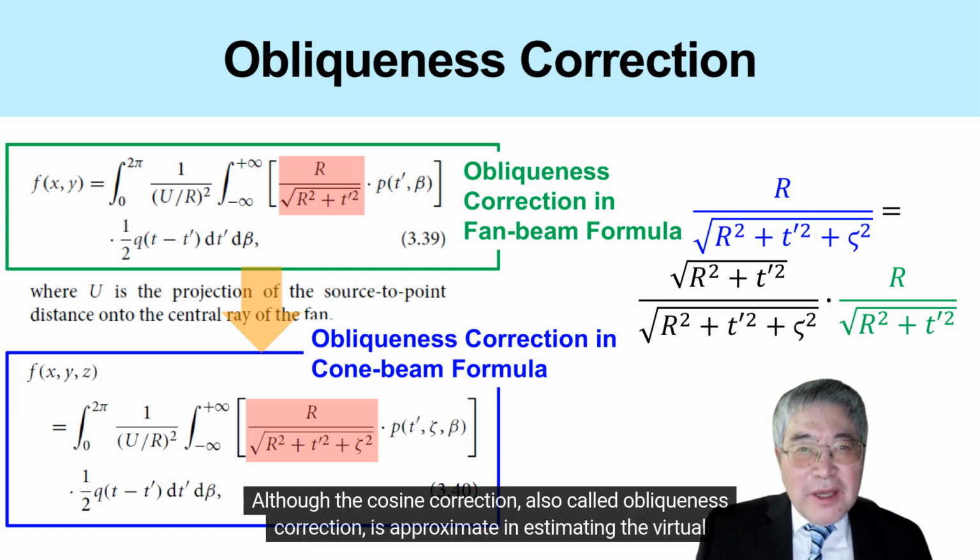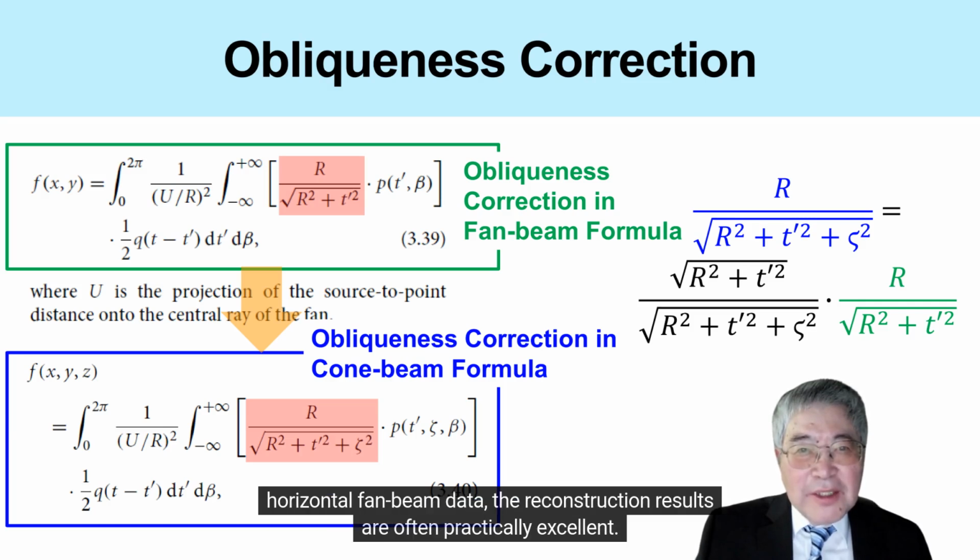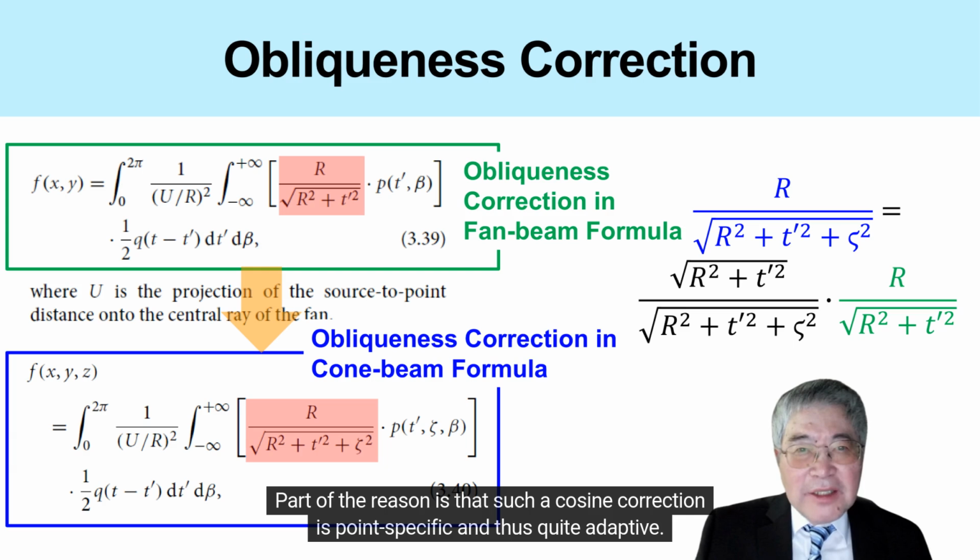Although the cosine correction, also called obliqueness correction, is approximate in estimating the virtual horizontal fan beam data, the reconstruction results are often practically excellent. Part of the reason is that such a cosine correction is point-specific and thus quite adaptive.